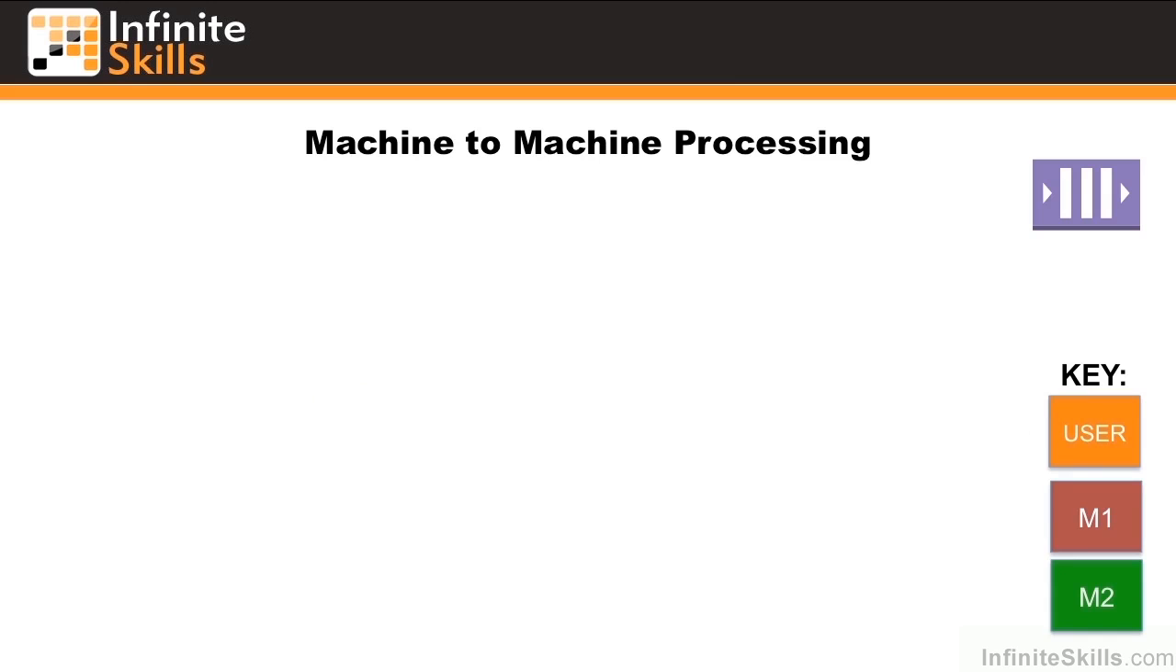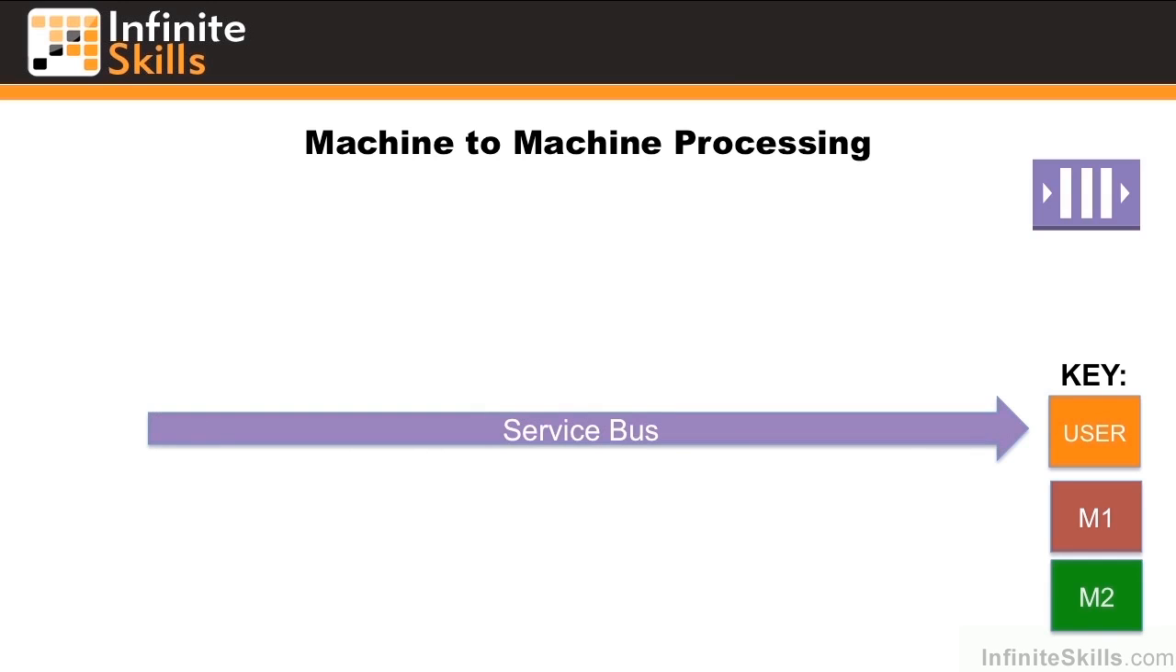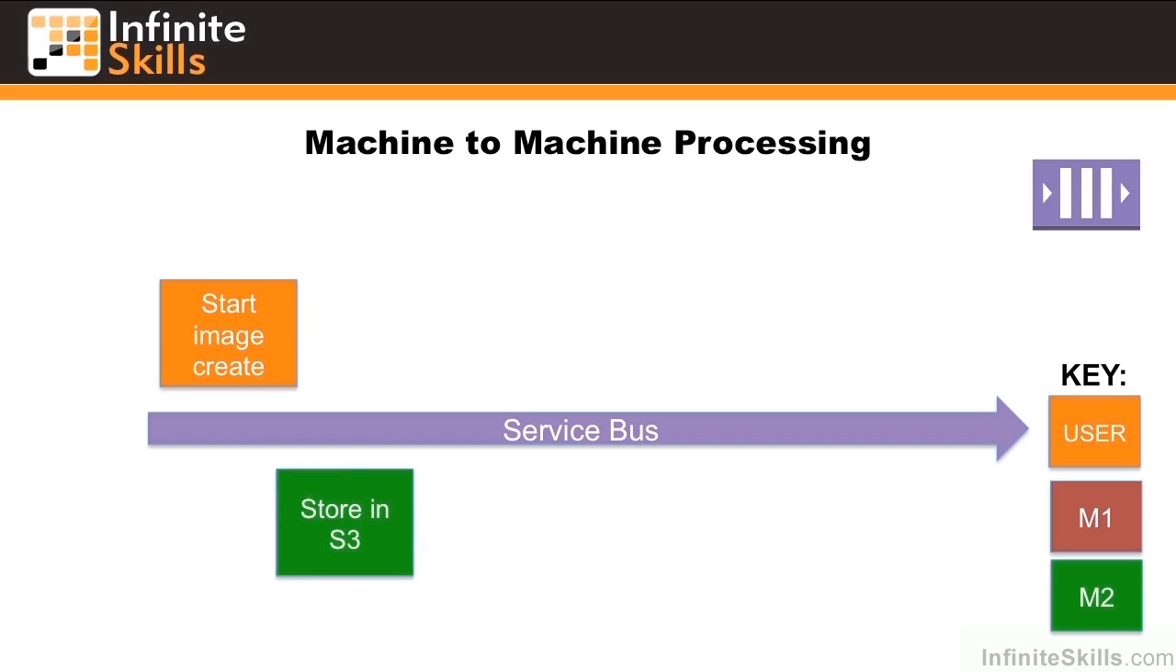If we look at machine-to-machine processing, here let's say that the user is represented in orange, with machine 1 being represented in red and machine 2 being represented in green. We also have this service bus, which consists of SQS queues. But let's say here that we start creating an image. This first machine, which takes care of storage, will store the image in S3.